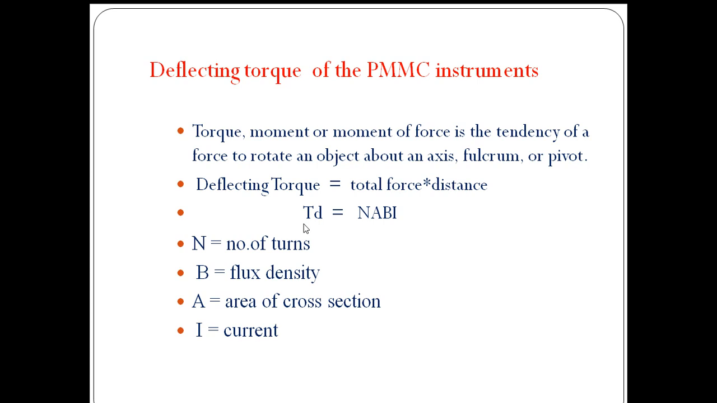The deflecting torque of a PMMC instrument is given as TD equal to NABI.